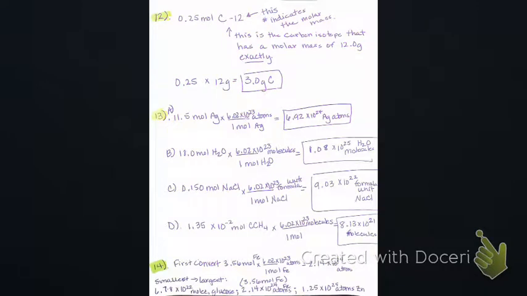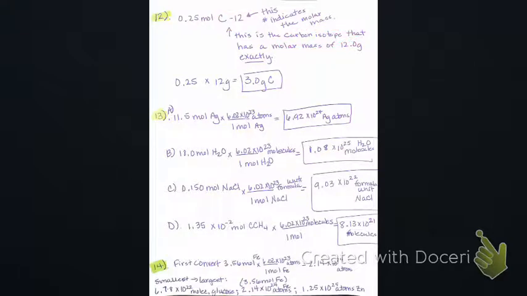Number 12. Okay, I want to point out something that I don't believe we've talked about yet, and I want to make sure that you understand. When you have an element and there's a dash and then a number after that dash, this number that is circled in red right now represents carbon 12. That 12 indicates the molar mass of that particular isotope, okay? So it's the molar mass of that carbon isotope, all right?